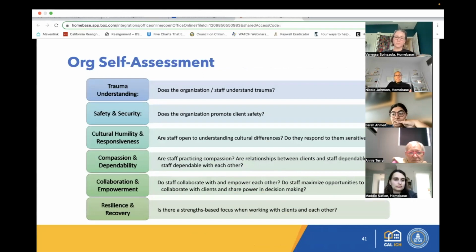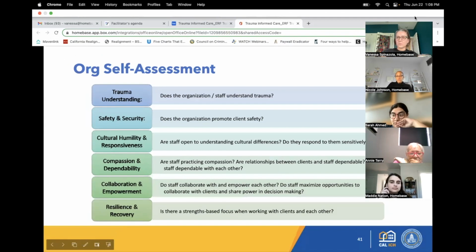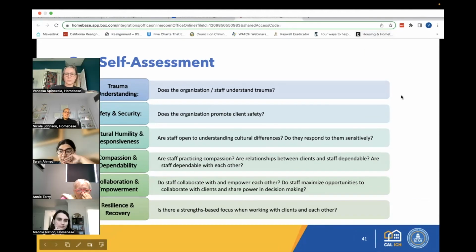So this graphic gives us an example that an organization can go through in terms of completing a self-assessment. To assess trauma understanding, we can ask, does the organization or the staff itself understand trauma? That's all that really great information that Patricia shared with us earlier, the very basics of trauma, how it impacts the brain and the body and ACEs and all of that. For safety and security, we can ask, does the organization promote client safety? For cultural humility and responsiveness, is staff open to understanding cultural differences? Do they respond to them sensitively?